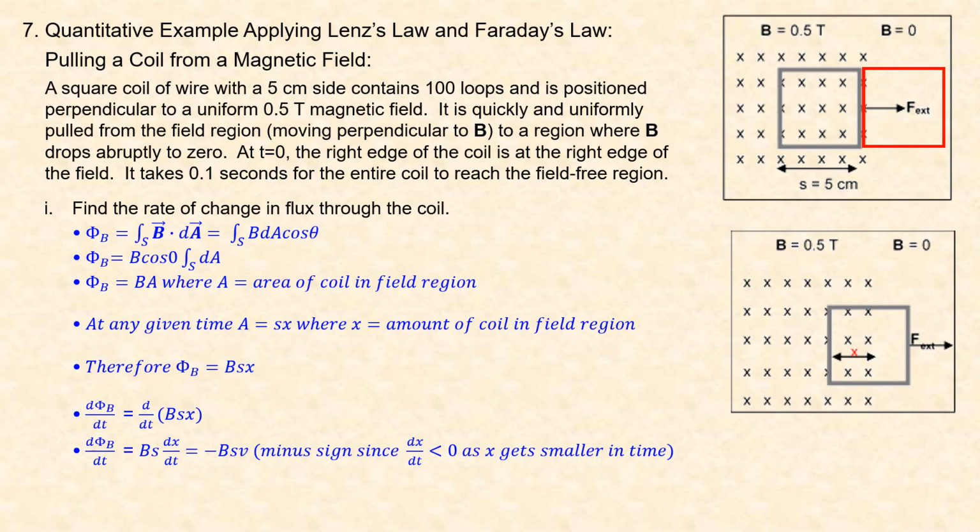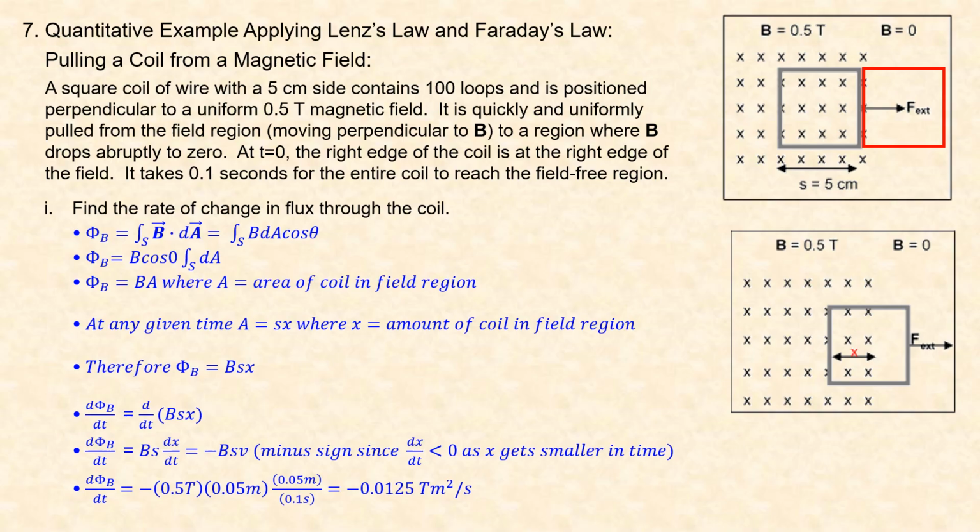Notice that that negative sign comes from the fact that X, that variable, is getting smaller in time, as the coil is being pulled from the field region. So because it is decreasing in time, we put in that negative sign.